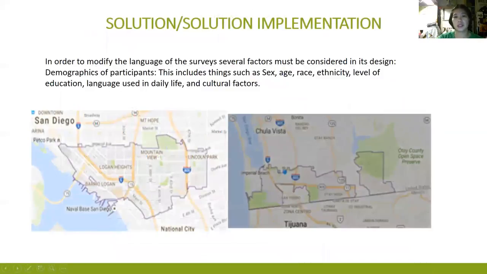So this is the demographic of where we operate mostly. This is area code 92113 and 92154, primarily Spanish speaking. When I've done presentations, it has been in English, but we do have these same presentations in Spanish as well. So part of the solution is identifying our demographic. And this includes sex, age, race, ethnicity, level of education, the language used in daily life, and other things like cultural factors.